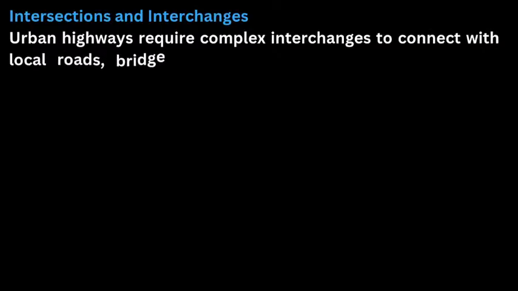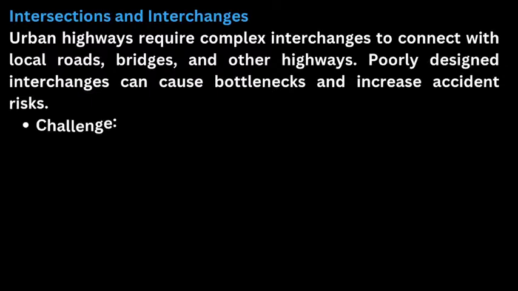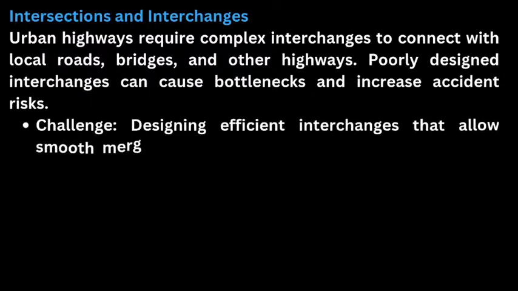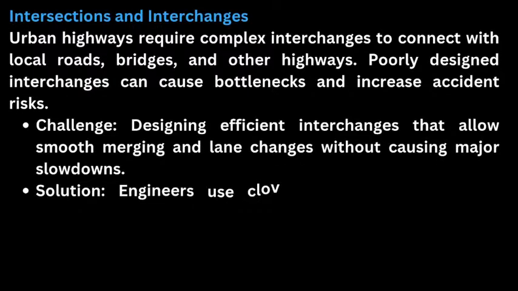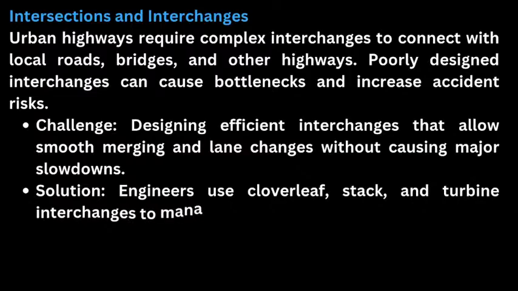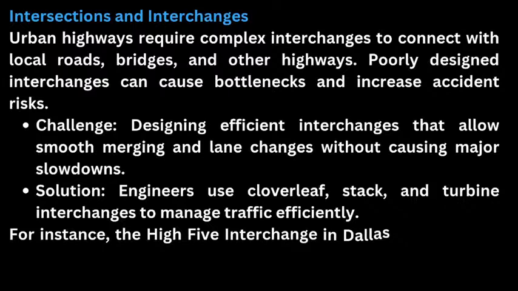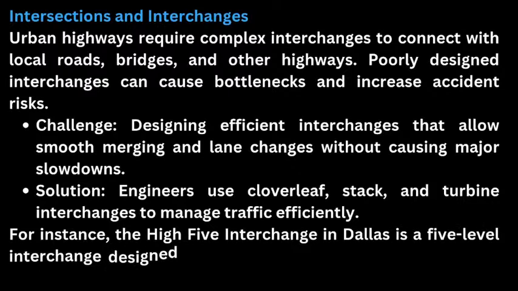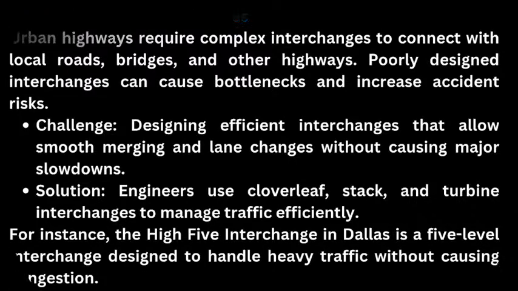Intersections and interchanges. Urban highways require complex interchanges to connect with local roads, bridges, and other highways. Poorly designed interchanges can cause bottlenecks and increase accident risks. Challenge: designing efficient interchanges that allow smooth merging and lane changes without causing major slowdowns. Solution: engineers use cloverleaf, stack, and turbine interchanges to manage traffic efficiently. For instance, the High-5 interchange in Dallas is a 5-level interchange designed to handle heavy traffic without causing congestion.